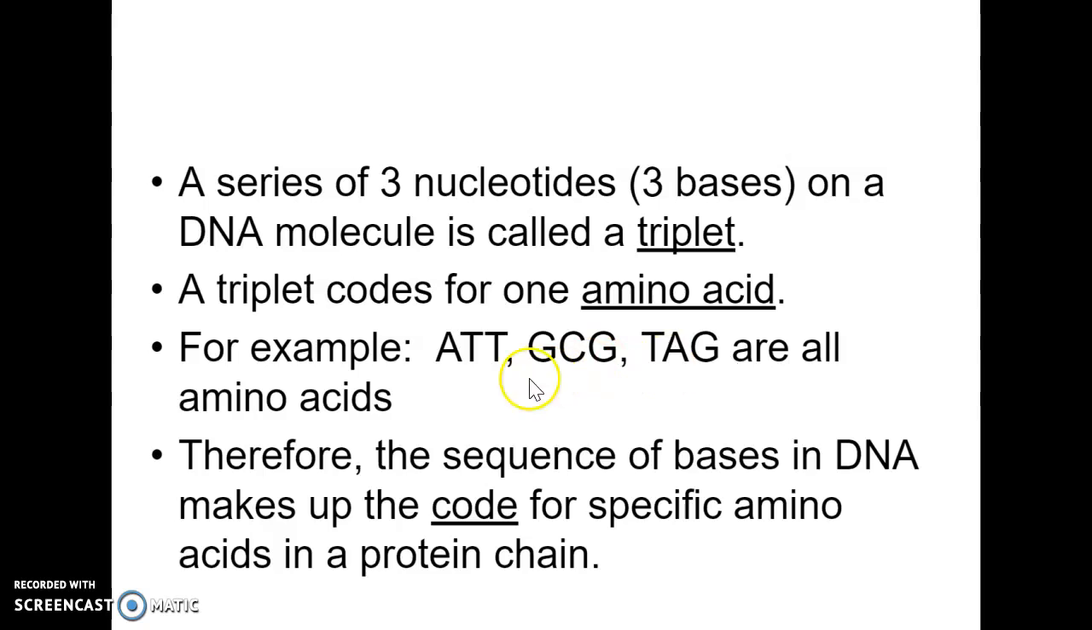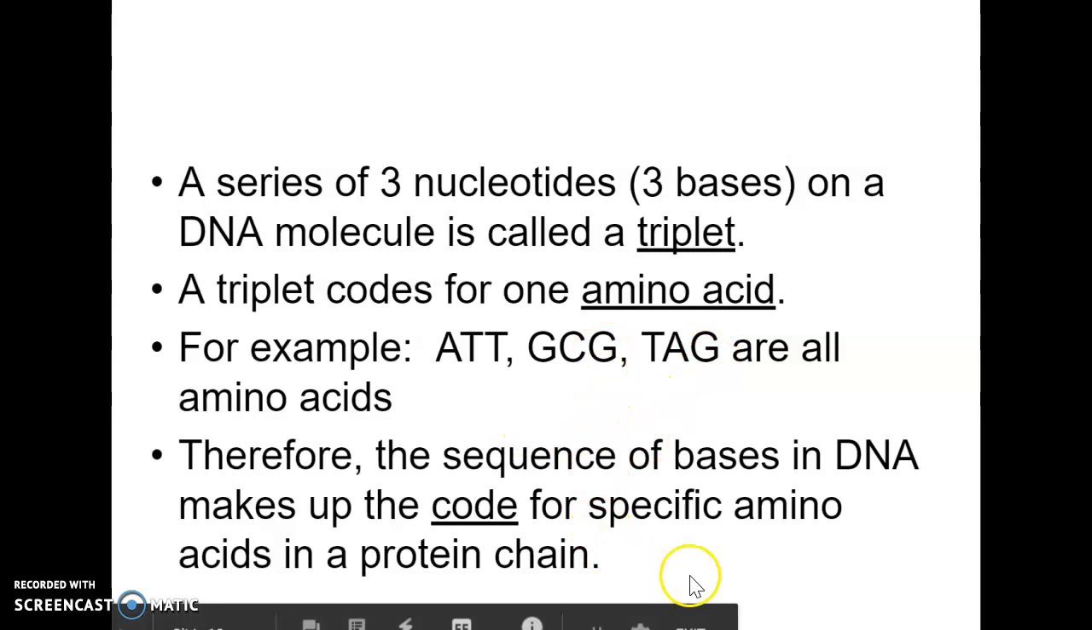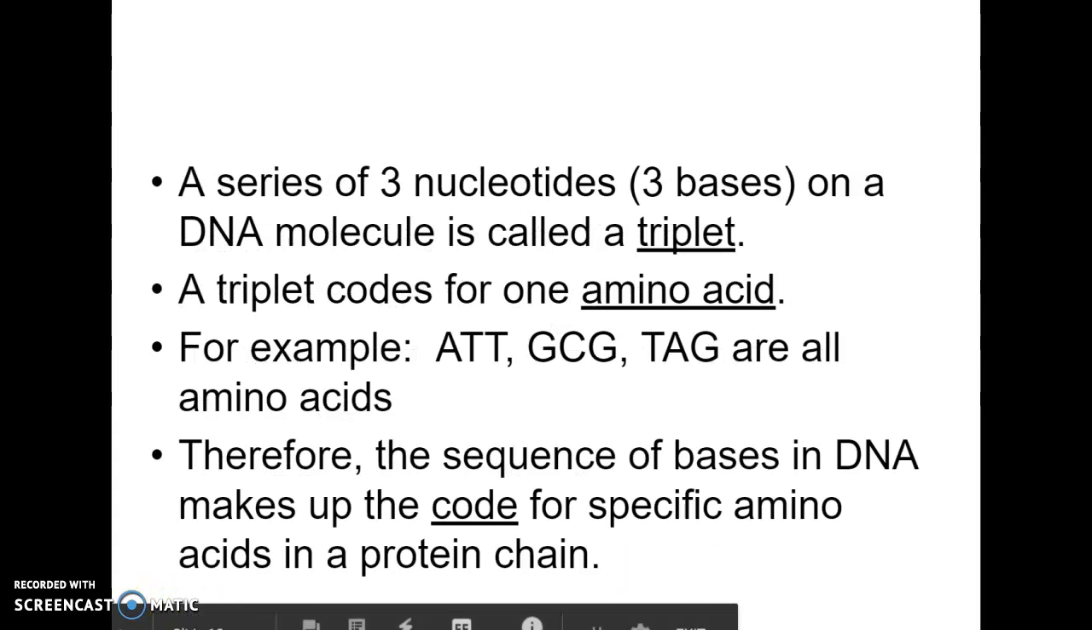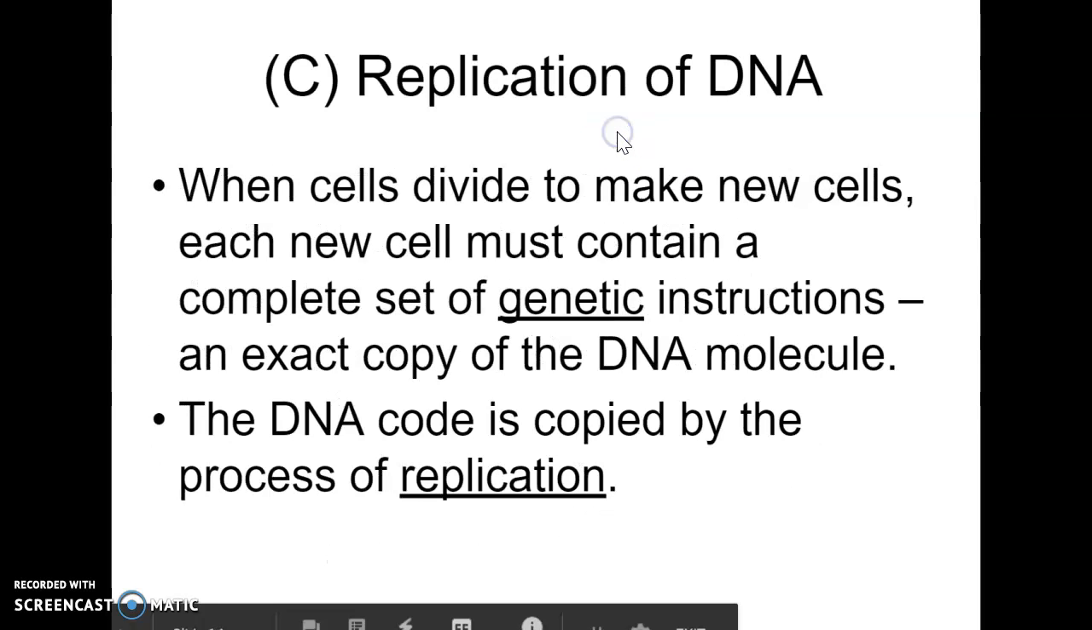another amino acid. And then at the ribosome, that code is going to be read through an RNA molecule that we'll talk a lot more about when we get to protein synthesis, but those are going to code for the amino acids, and the ribosome is going to line up according to that original code in the DNA. So therefore the sequence of bases in the DNA makes up the code for specific amino acids in the protein chains.